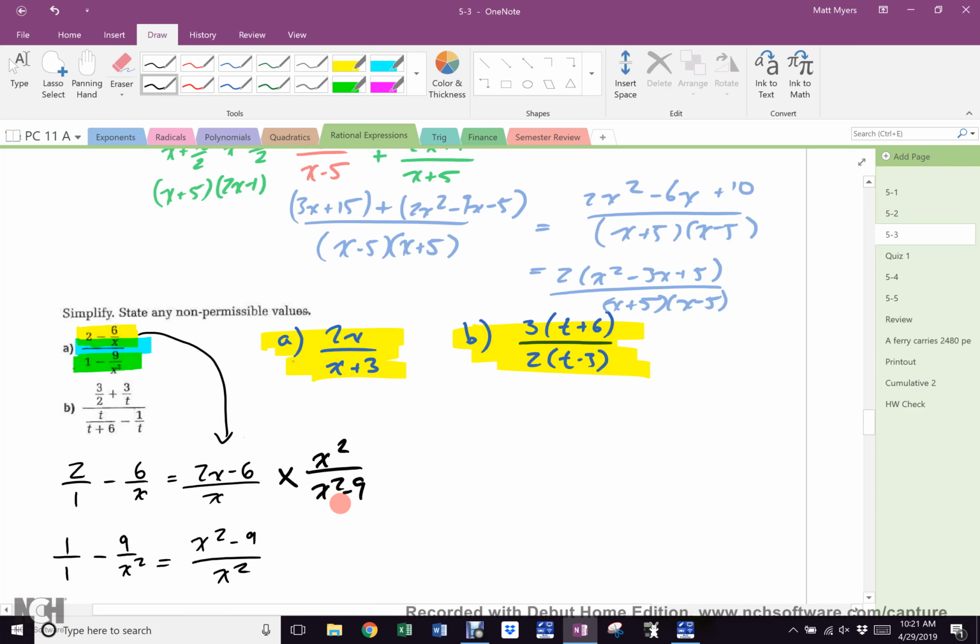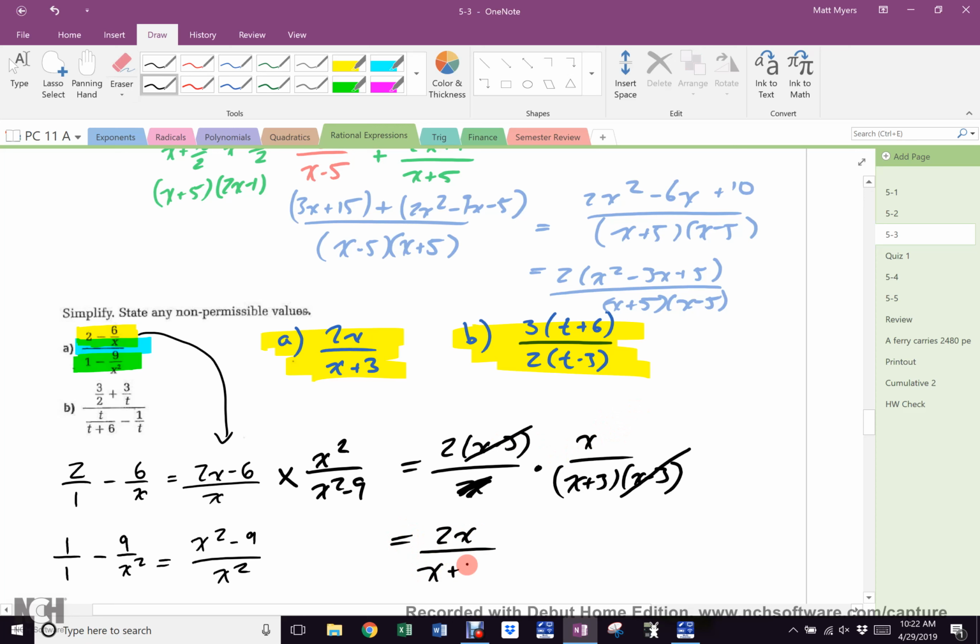And now I factor everywhere I see. Does that factor? 2x minus 3 over x times x squared over x plus 3, x minus 3. Do you see some cancellings? x minus 3, x minus 3. One x. How many of these x's? One of them. What's left? 2x on top, x plus 3 on the bottom.